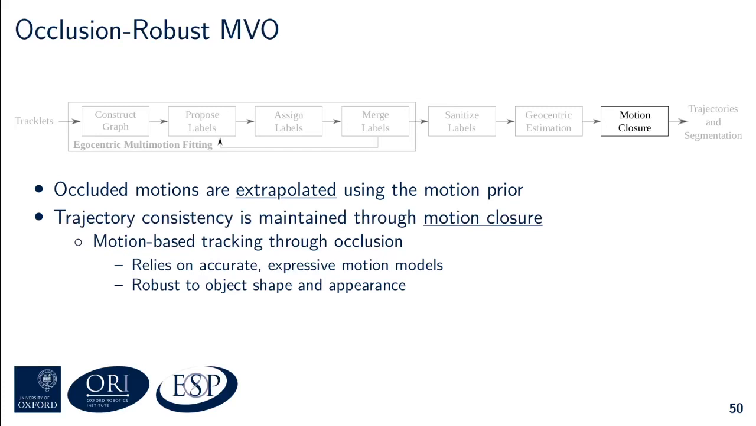However, in the presence of occlusion, the motion-based tracking routine, called motion closure, can be used to maintain trajectory consistency without relying on object appearance. Motion-based tracking relies on the accuracy and expressiveness of the motion prior to accurately track motions through occlusions, meaning it is robust to changes in appearance which can cause predefined object detectors to fail, but fails if the object changes direction or otherwise does not move according to the prior.